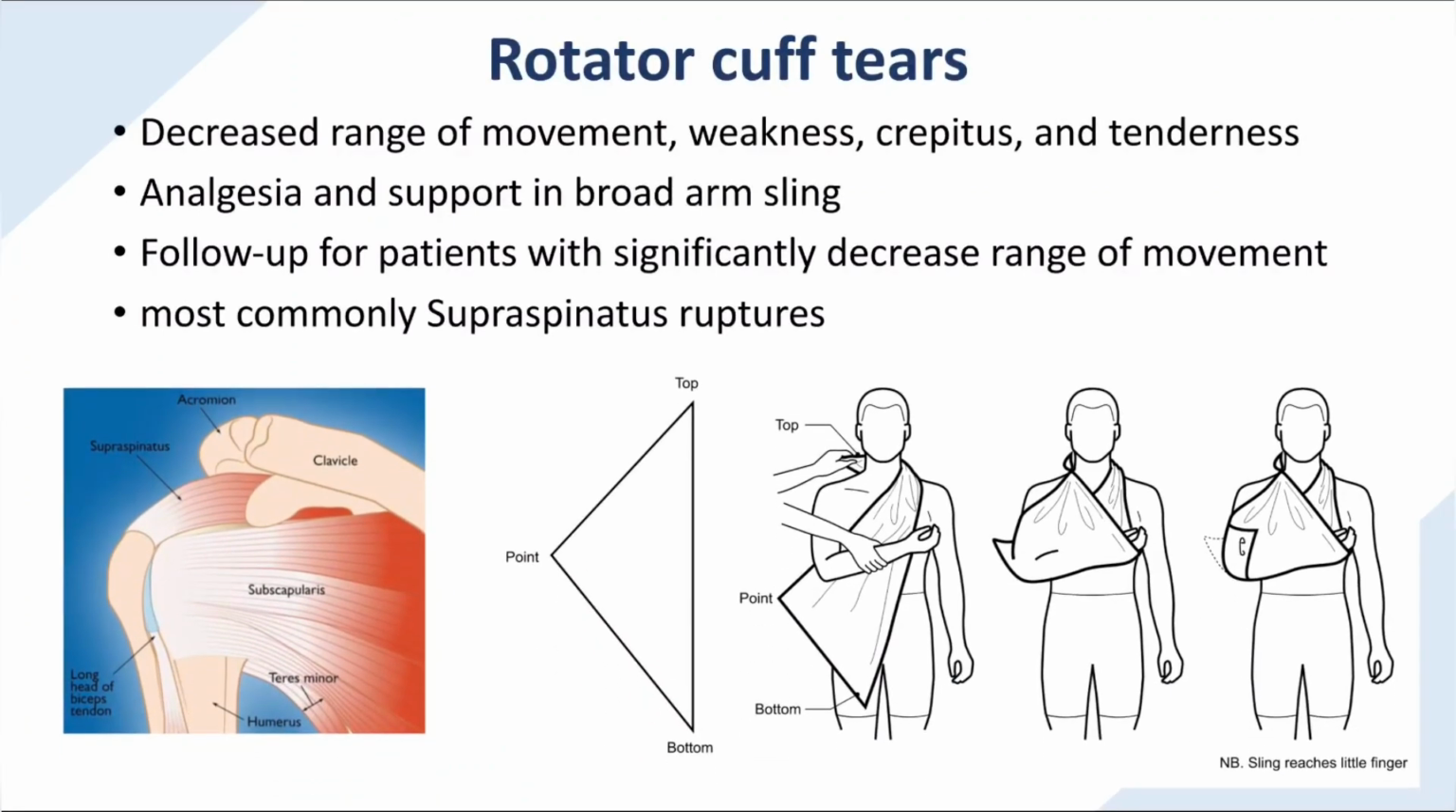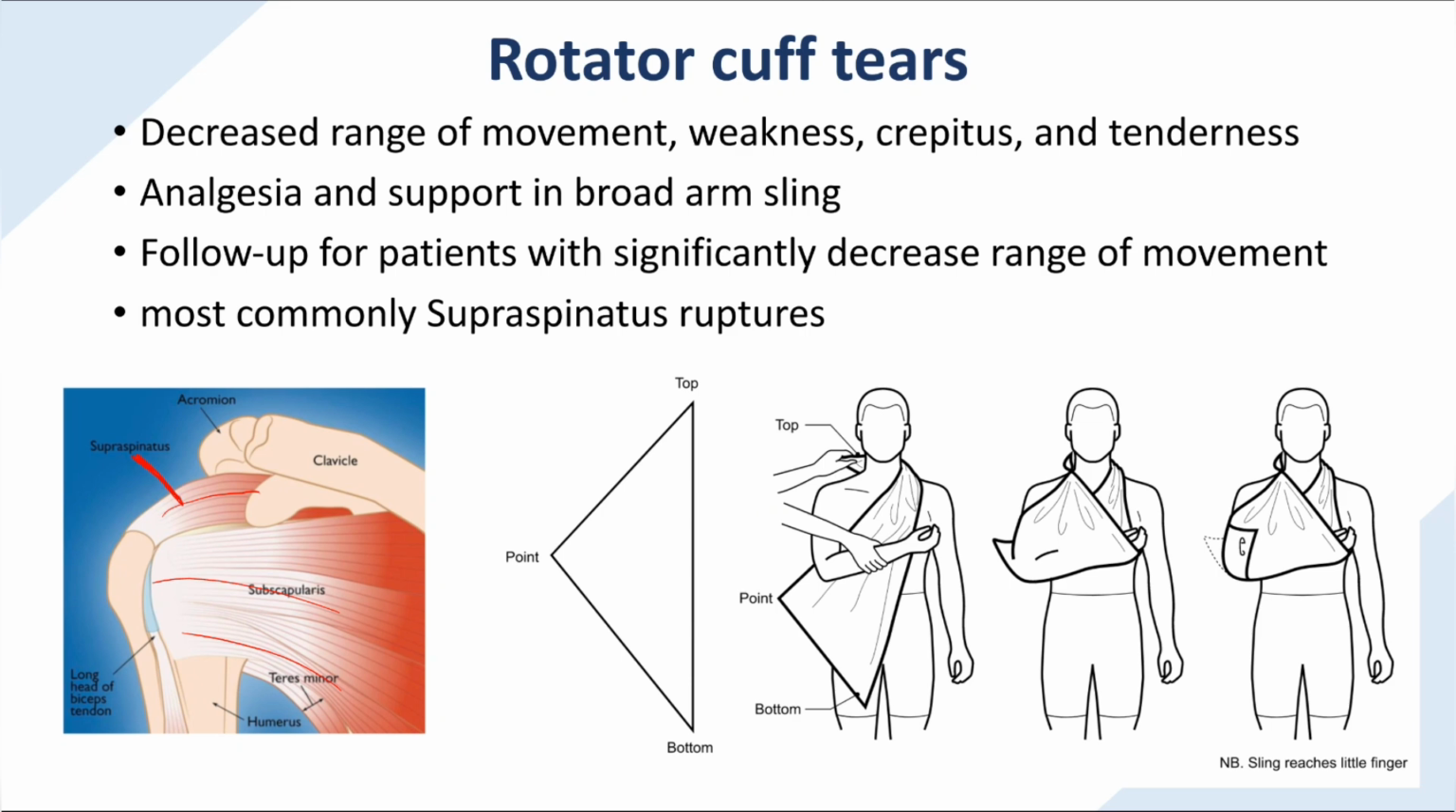Rotator cuff. The rotator cuff tendons are supraspinatus, which is the most commonly injured one, and we have infraspinatus, subscapularis, and teres minor. So these may be injured and cause difficulty in moving the arm.